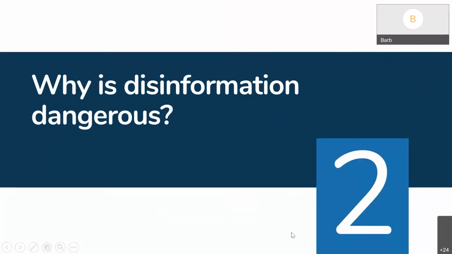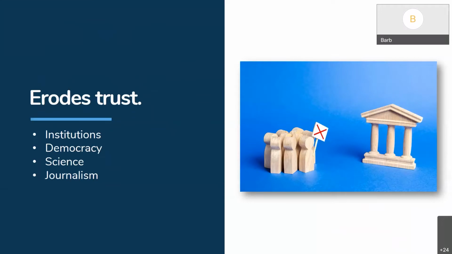How then does disinformation or misinformation become dangerous? It's dangerous when it erodes our trust in trustworthy institutions, or in our democratic form of government, in good science, or in professional journalism.